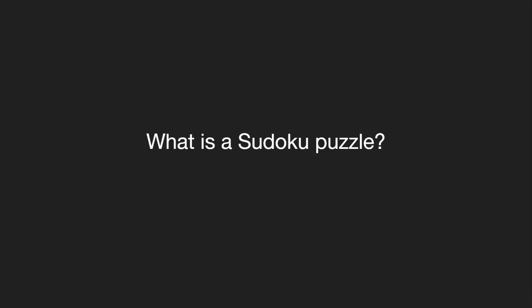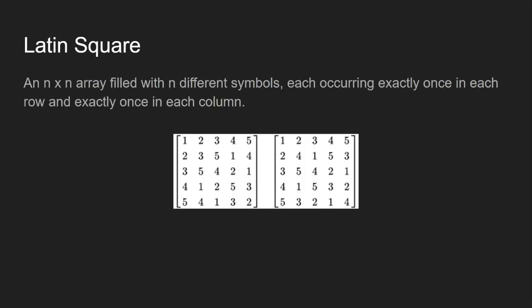At this point, I think it would be appropriate to define a Latin square. A Latin square is an n by n array filled with n different symbols, each occurring exactly once in each row and exactly once in each column. Below are two examples of order 5 Latin squares, meaning they're 5 by 5 arrays and contain exactly 5 symbols, integers 1 through 5. A Sudoku puzzle is a version or a permutation of a Latin square of order 9.